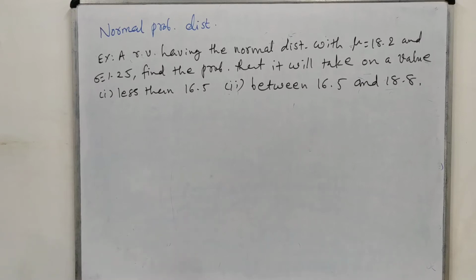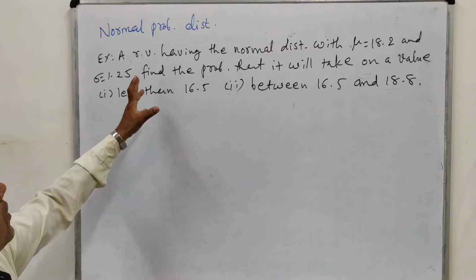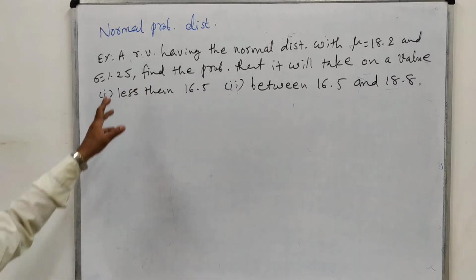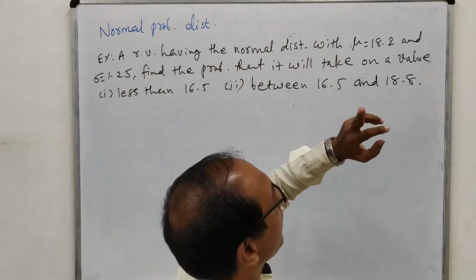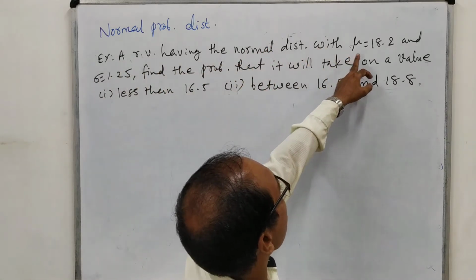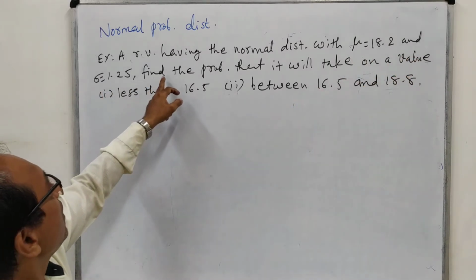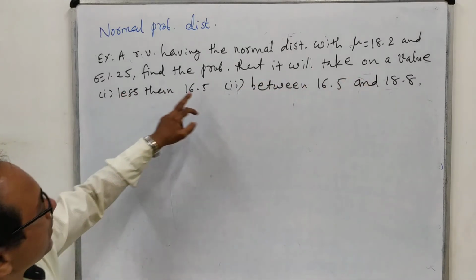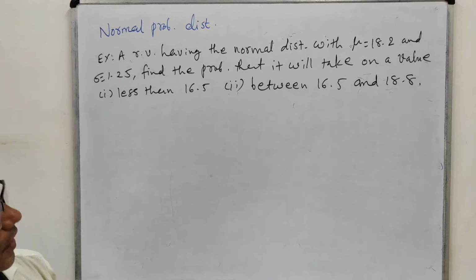So friend, in the last lecture we were looking at this example and I told you that you can try to solve it yourself. Here we need to find that a random variable has the normal distribution. So you must be clear that the problem is related to the normal probability distribution. Here mu and sigma are given. Find the probability that it will take on a value less than 16.5. In the second question, between 16.5 and 18.8.